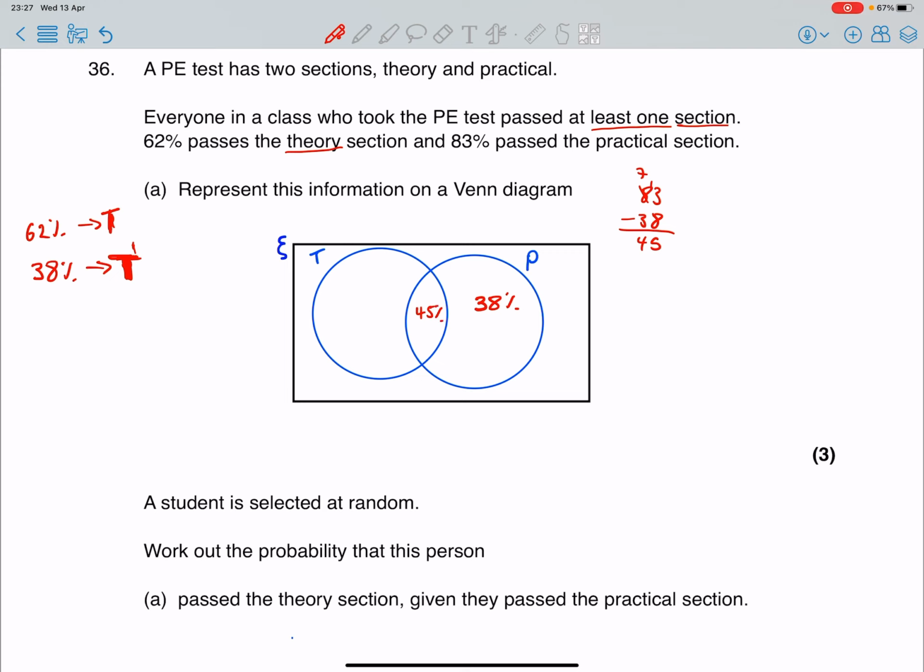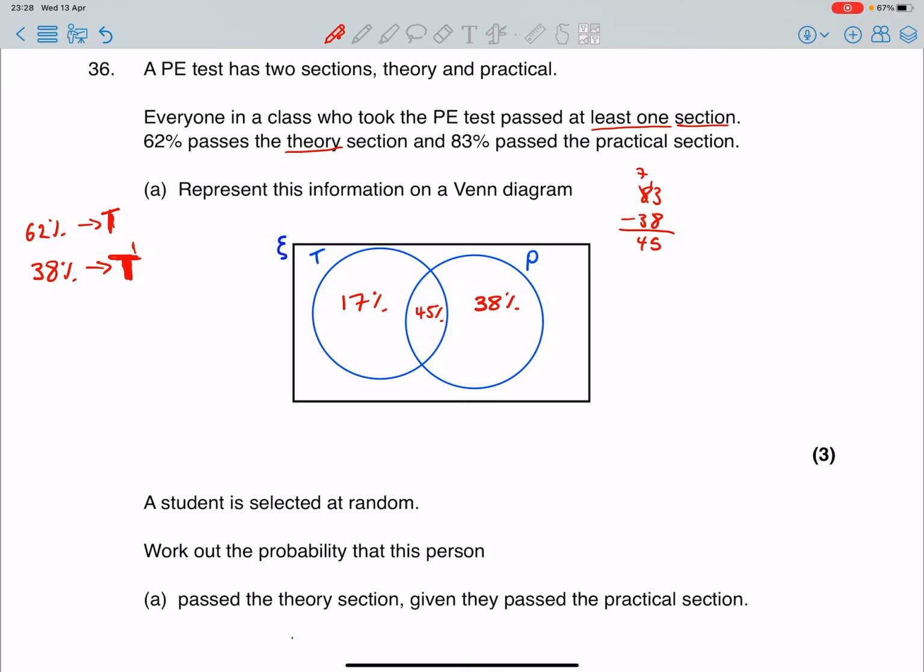And then equally, we know that 62% of people passed the theory. So the whole circle for theory must add up to 62. So we've already got this bit that's 45, which means that we need the rest of that to make 62. So that's going to be 17. Yeah, that works. Okay. Next, a student is selected at random.